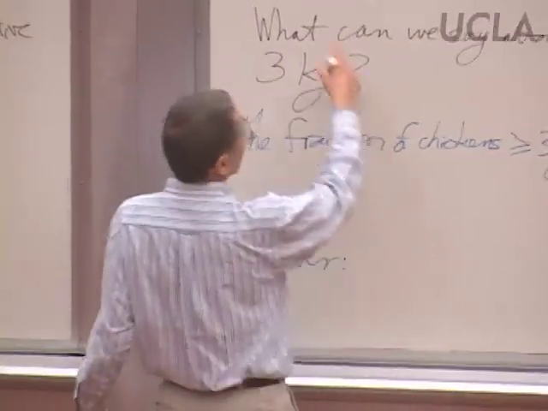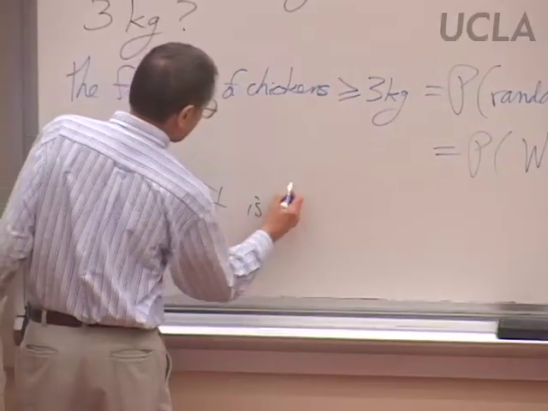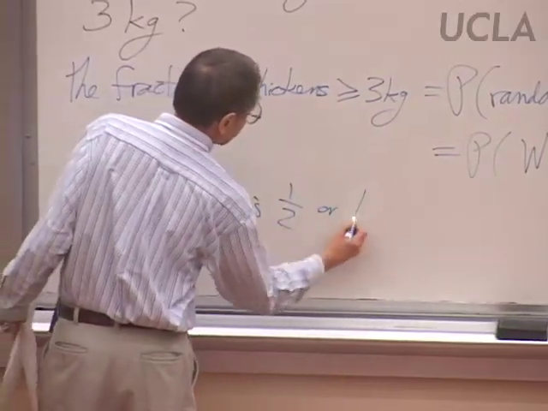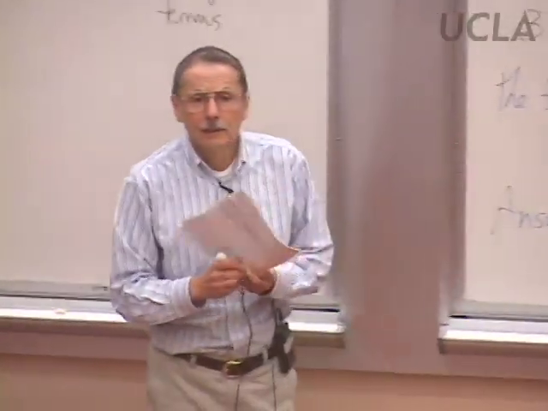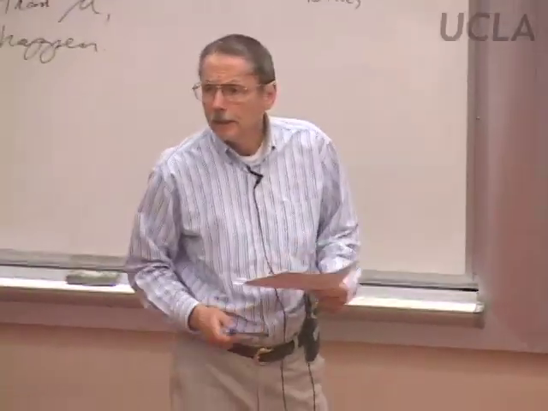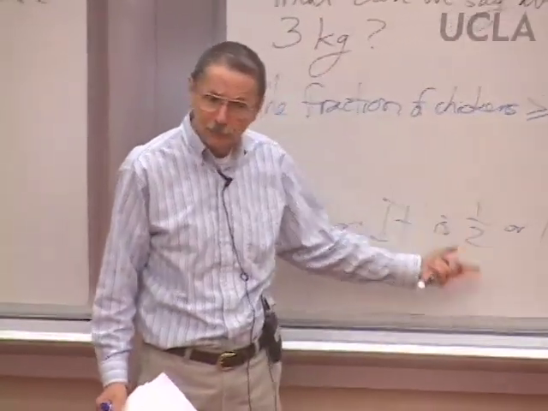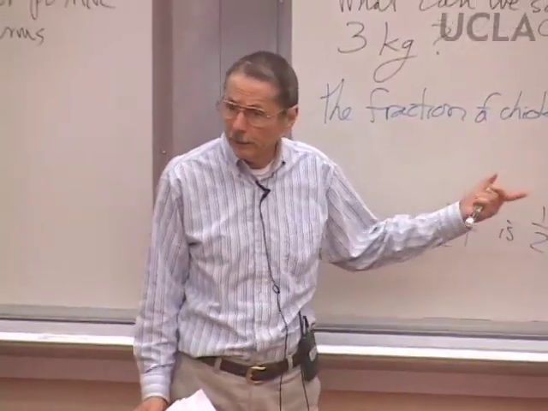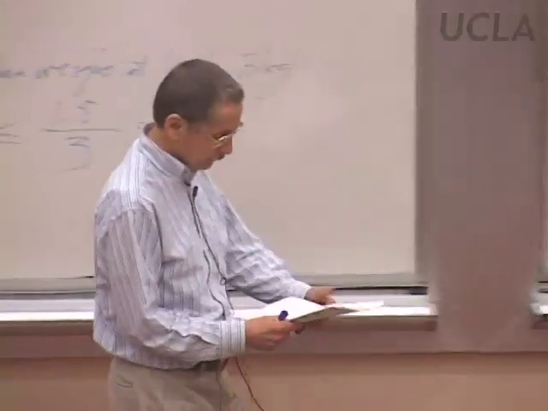So the answer, what can we say about this fraction? Well, it's 1/2 or less. And that should seem reasonable. If more than half the chickens were really chubby, that would have pulled the average weight up above 1.5 kilograms.